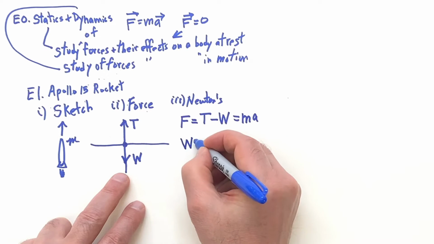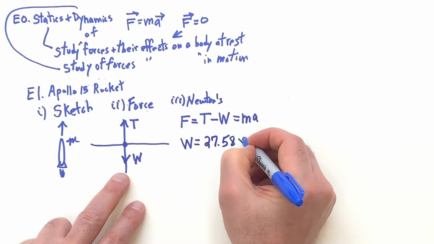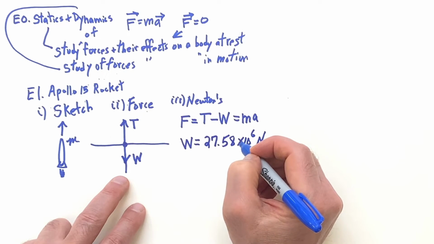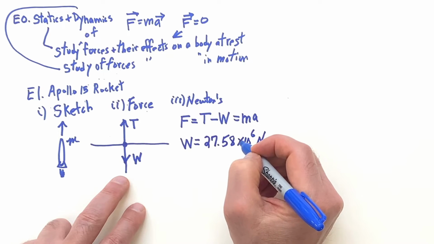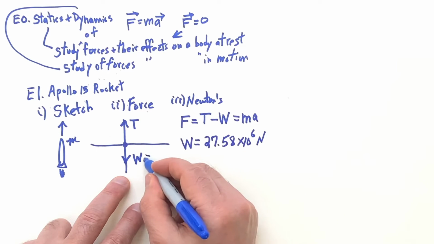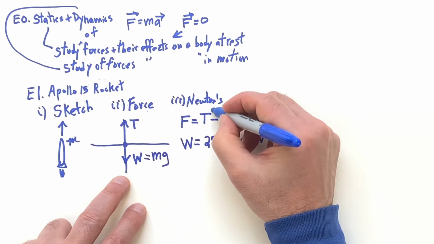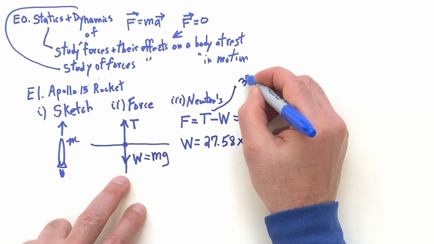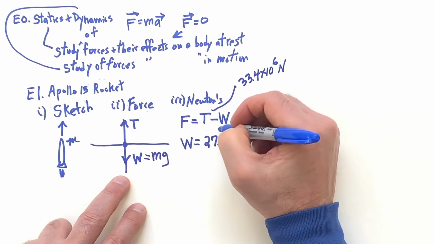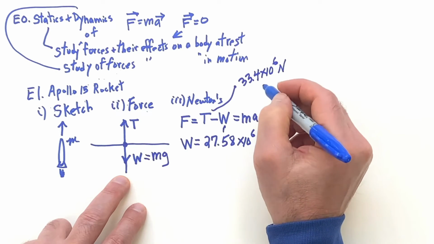So we said that the weight is 27.58 times 10 to the 6 newtons when you add together the Saturn V and the Apollo 15. So at this point, we could solve for the mass, since the weight is mg, since I need that mass. So see, I'm given the thrust. The thrust was given as 33.4 times 10 to the 6 newtons. I got the total weight.